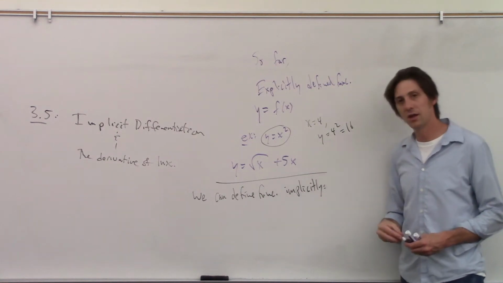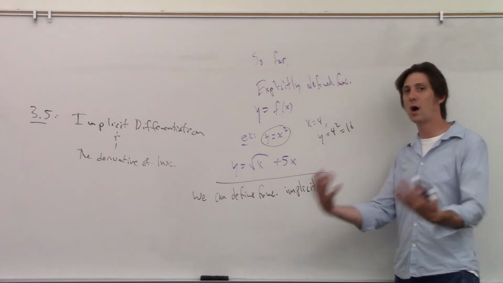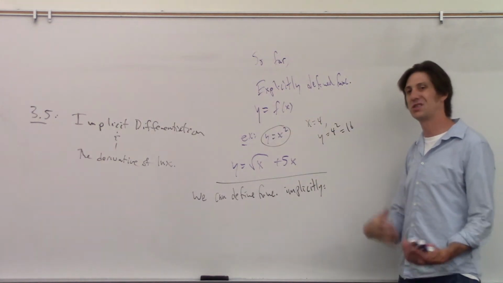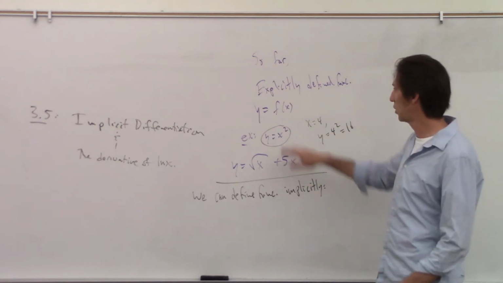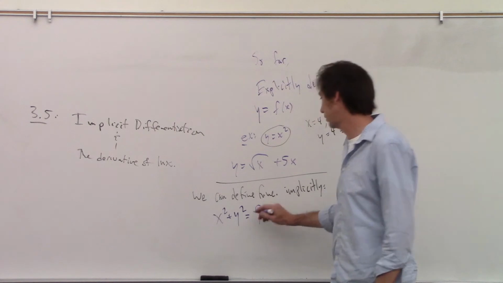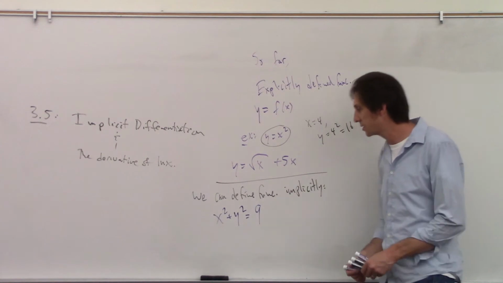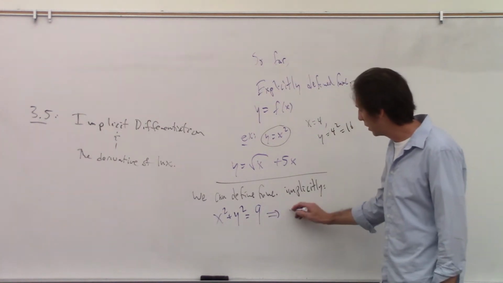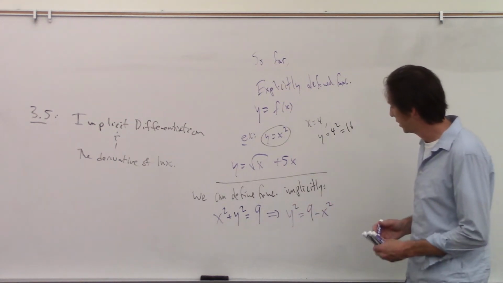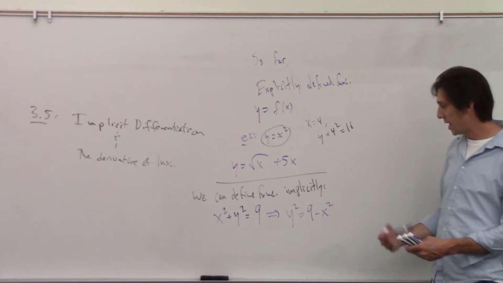And the idea with an implicitly defined function is that we have some equation with both x's and y's, but it's not in the form of y equals f of x. In other words, it isn't solved explicitly for y in terms of just x. So for example, x squared plus y squared equals 9. And obviously, this isn't y equals a function of just x. And even if I were to try to solve it for y, I would get y squared equals 9 minus x squared.